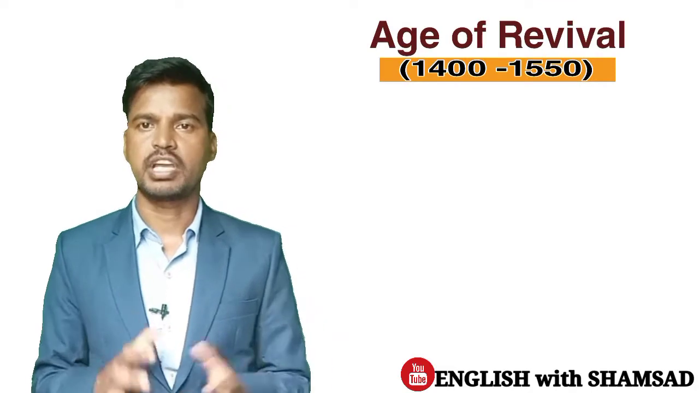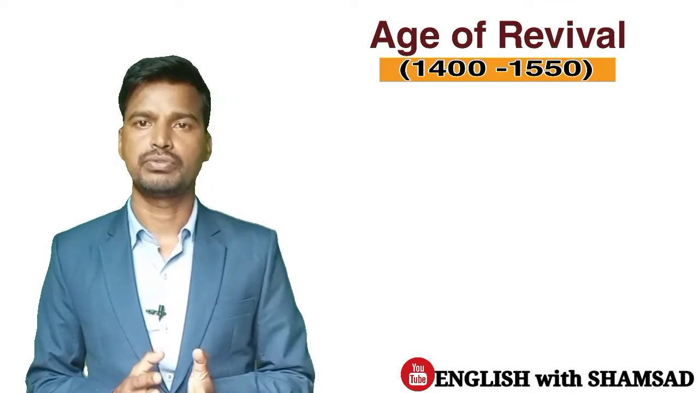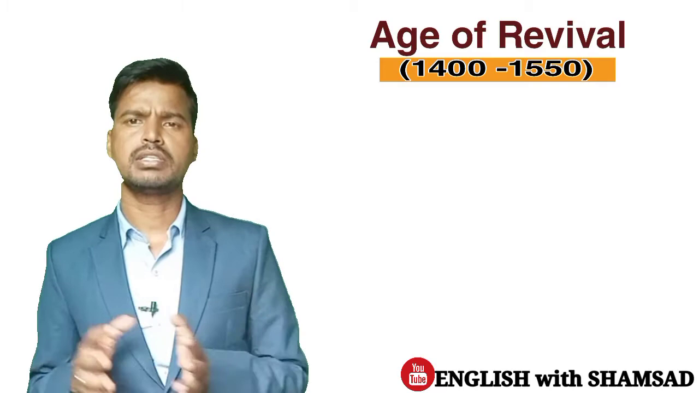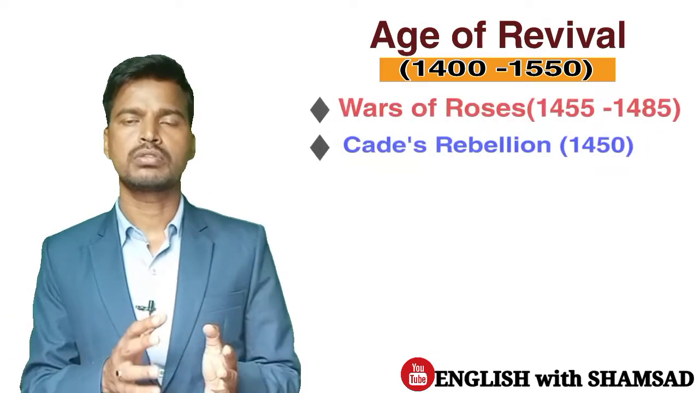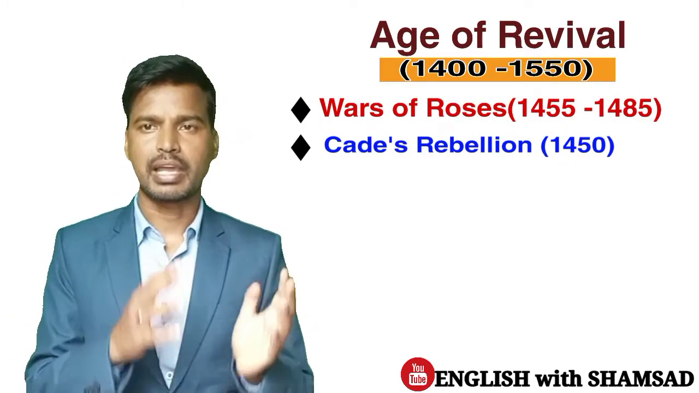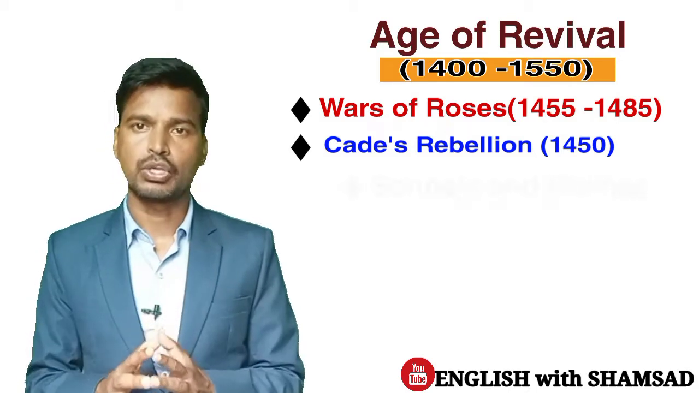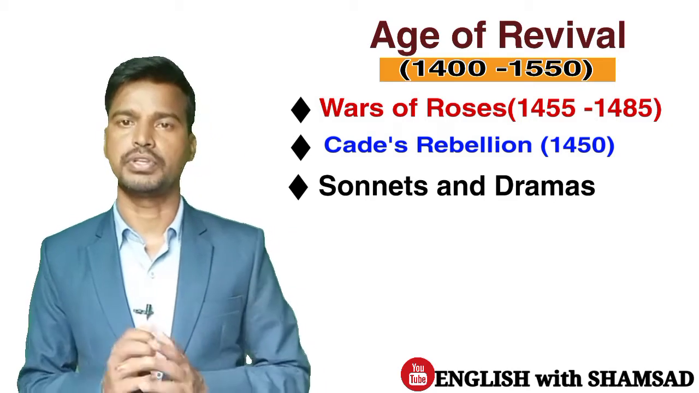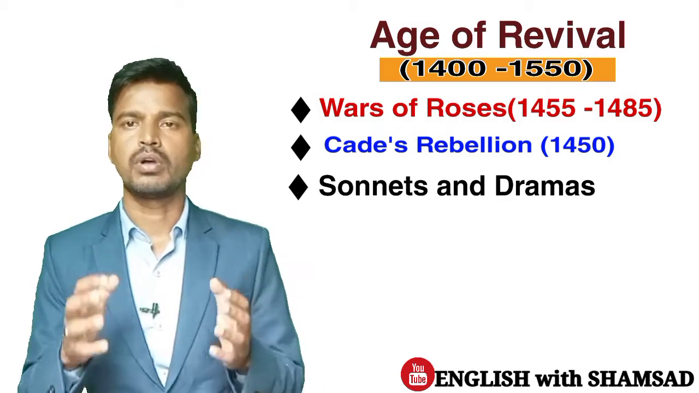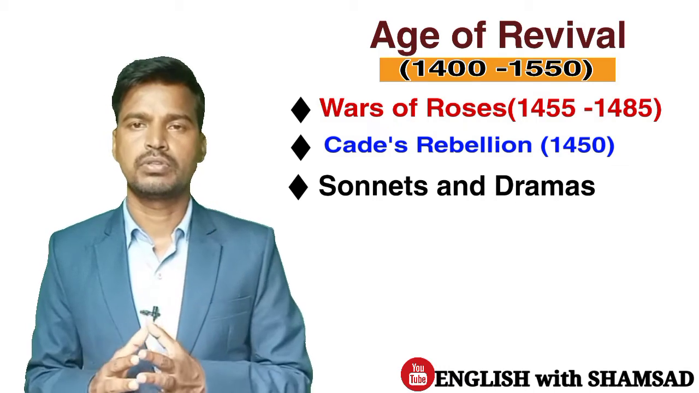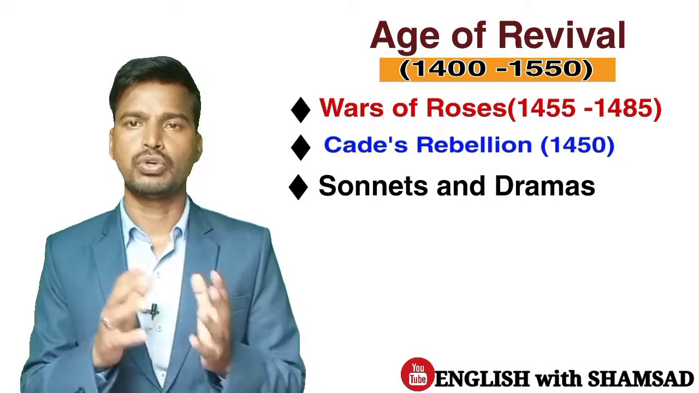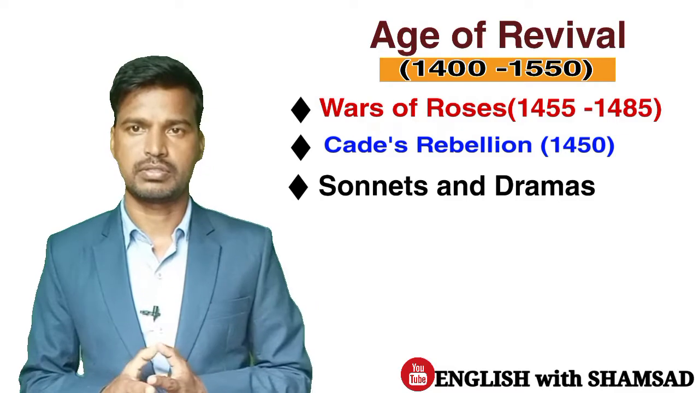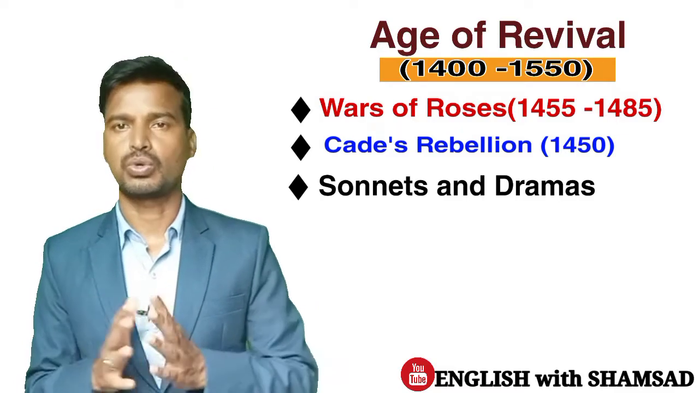Let's talk about the next age of the history of English literature, that is the age of revival. Time duration 1400 to 1550. This age is known for the Wars of the Roses and Cade's Rebellion, as well as sonnets and dramas that were practiced during this period. The War of the Roses means a civil war between two families, the Yorks and Lancasters, who claimed the throne.